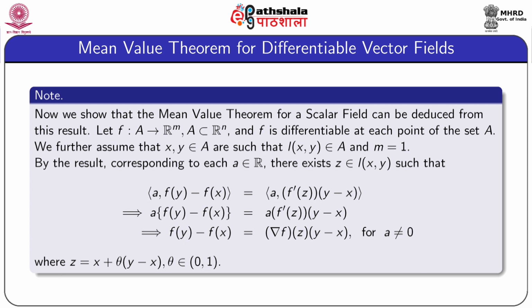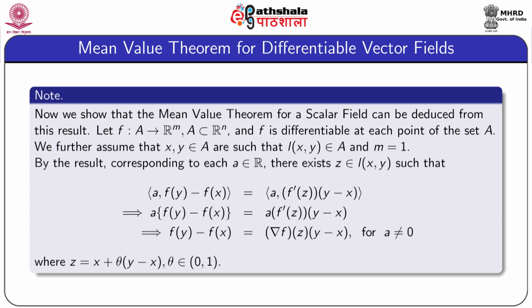We further assume that x, y are members of A such that the line segment joining x and y lies entirely within A. Now we put m equal to 1, that is, f reduces to a scalar field defined on the set A. By the result, corresponding to each a in R, there exists z in the line segment joining x and y such that the inner product a, f(y) minus f(x) equals the inner product a, f'(z) operating on y minus x. That is, a times (f(y) minus f(x)) equals a times f'(z) operating on y minus x.